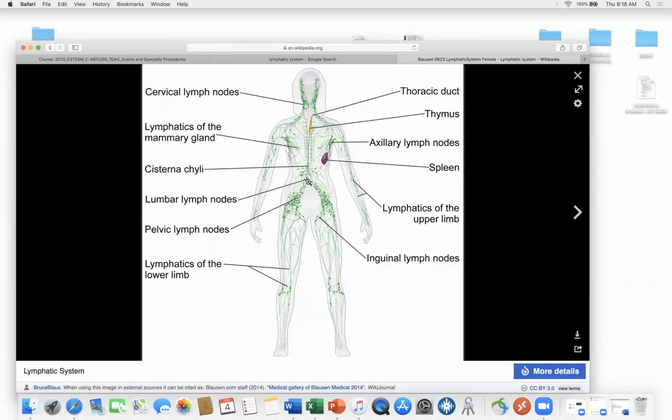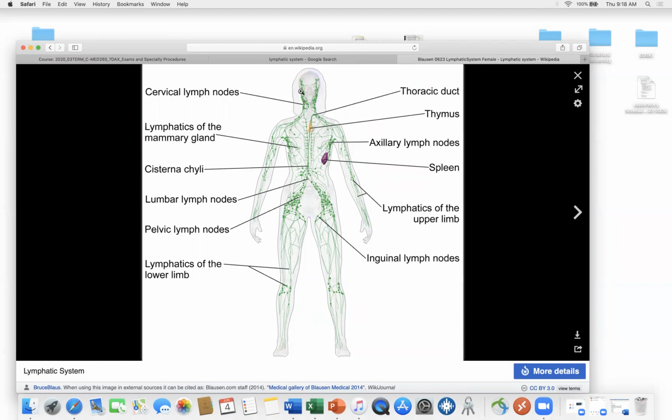Good. So here is your lymphatic system, and we know that if you get a sore throat or a bad toothache, what happens? Your lymph nodes will get enlarged and sometimes even painful.